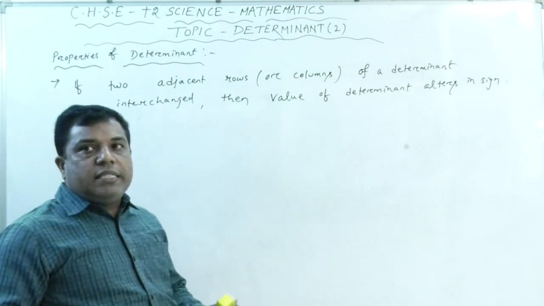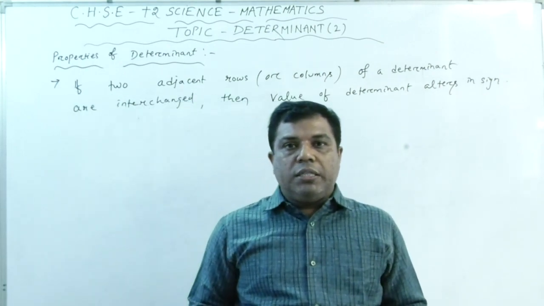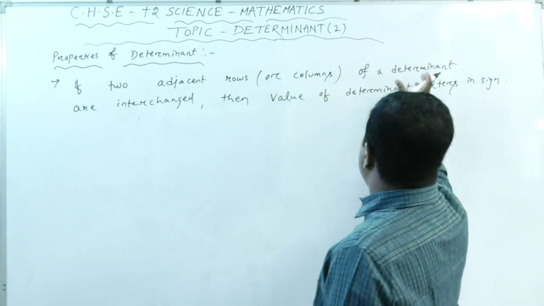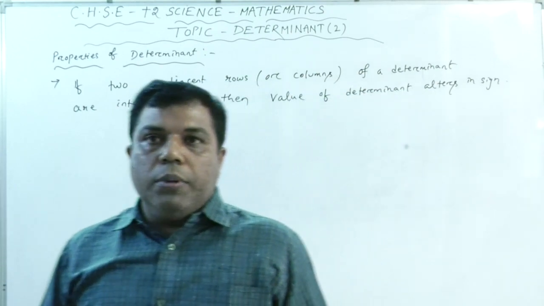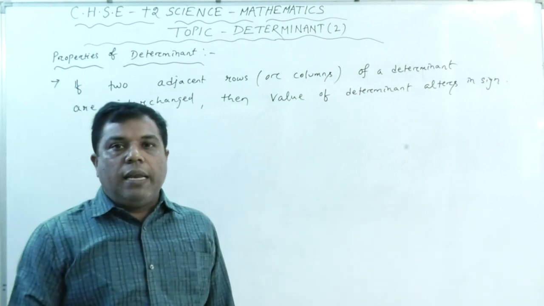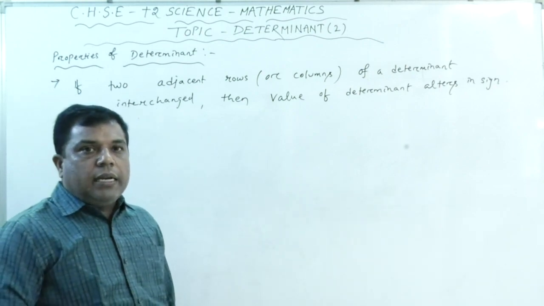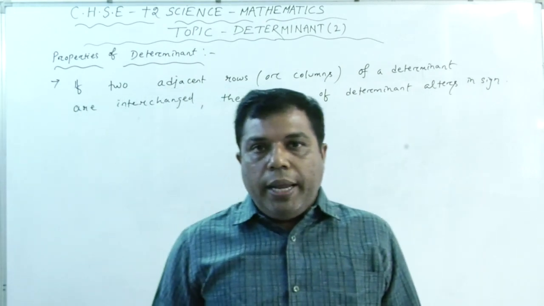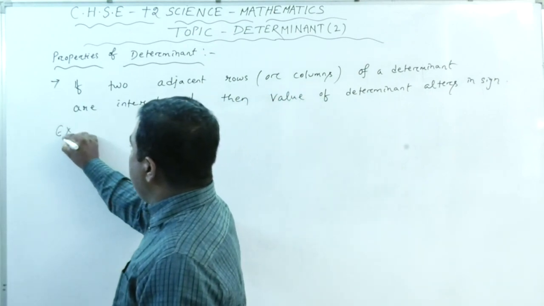Now what it says is that if we change any two adjacent rows or columns. My dear students, what is the meaning of adjacent? Adjacent means nearby to each other. So if we interchange any two rows or any two columns which are adjacent to each other, then the value of the determinant changes its sign. Means if it has a plus value, it changes to minus, and similarly from minus to plus. For better understanding of this concept, let us take one example, because I always say example is the better way to explain a concept.